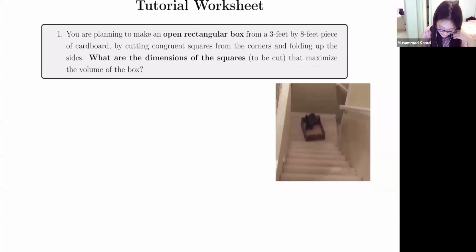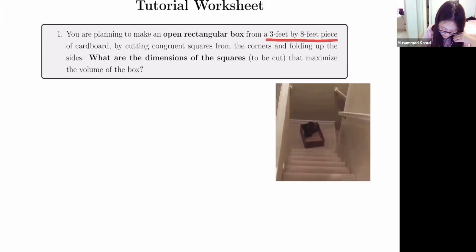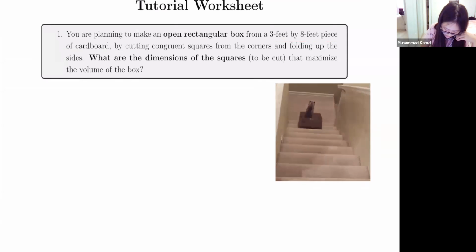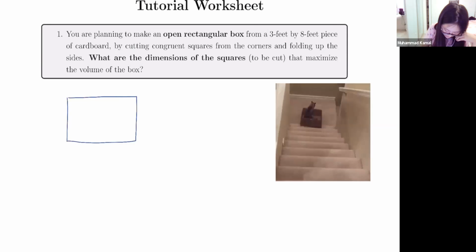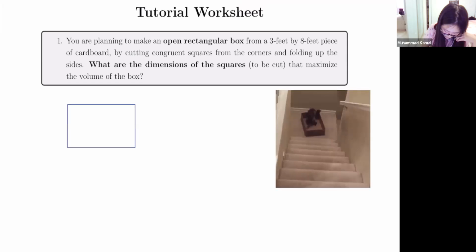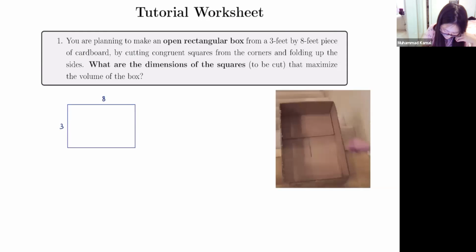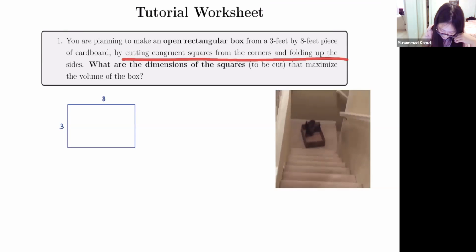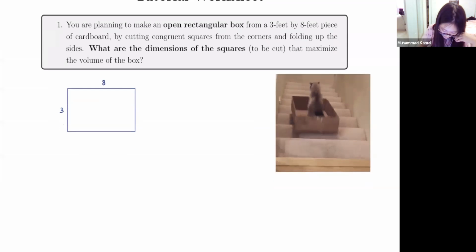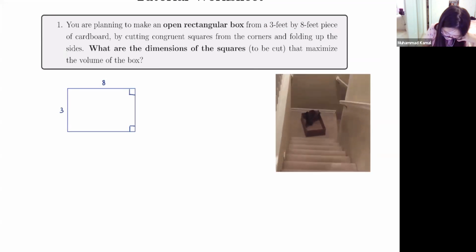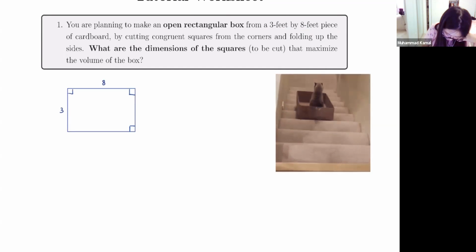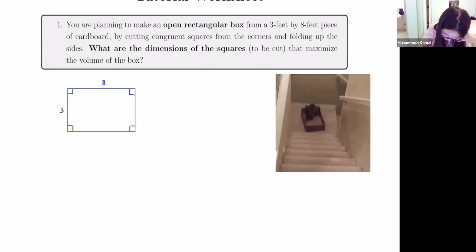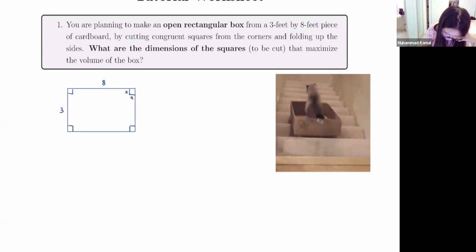So let's try that. You have a 3 feet by 8 feet piece of cardboard. So let's draw the cardboard out. Here is 3, here is 8. Now you're cutting some congruent squares from the corners and folding up the sides. So let's cut some squares at the corner. Notice that each of the squares has the same length and width. So let's call this x. This will be x as well.